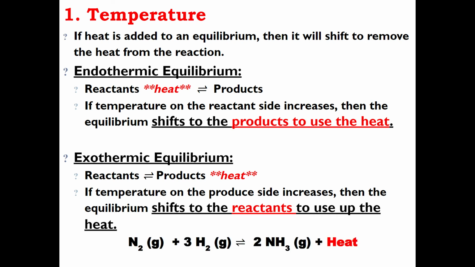There are two types. Do we have to write all that down? I would look at the underlined stuff because I'm asking what happened here. So if temperature on the reactant side increases, then the equilibrium shifts to the products to use the heat. So I would look at the second tab here. So if heat is added to the equilibrium, it'll shift to remove the heat from the reaction.